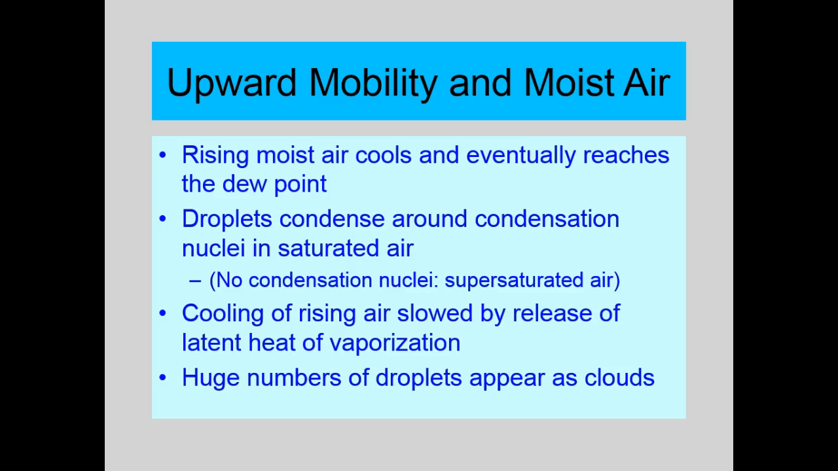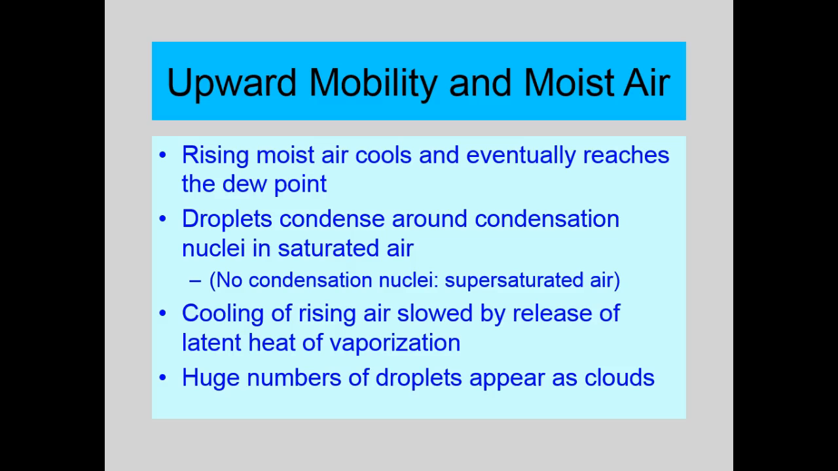The cooling of the rising air is slowed by the release of the latent heat of vaporization, because when it stops vaporizing and starts condensing, it's releasing heat then. And that's why it slows up. Huge numbers of droplets appear in the clouds. And that's why we see the clouds. There's just lots of tiny little droplets there.